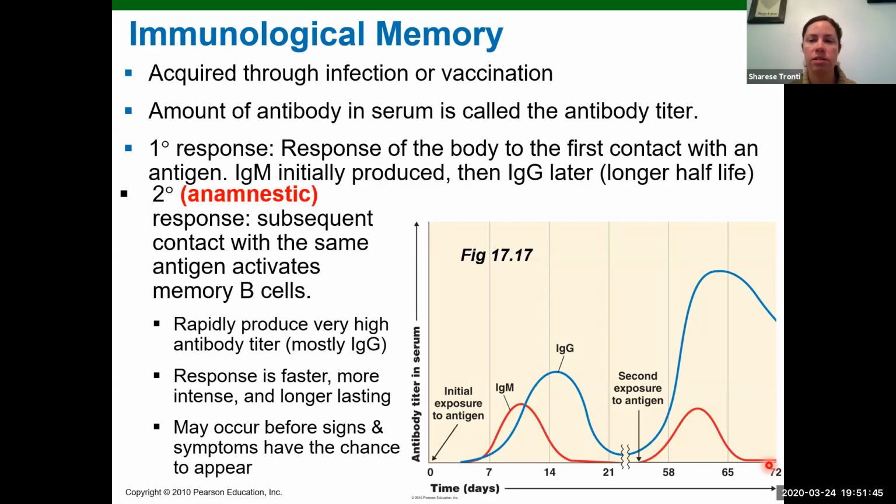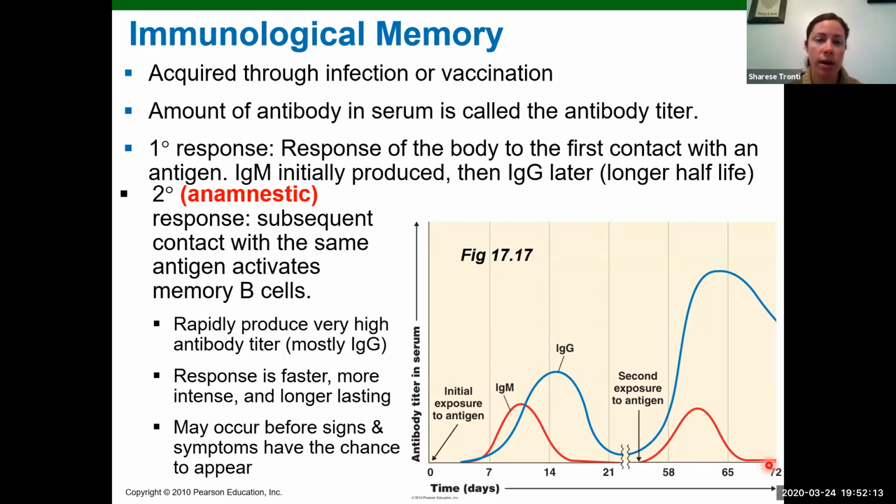And so this allows the immune response to be much faster, more intense, quicker or sooner on, and longer lasting. And so this actually will oftentimes be able to overcome the pathogen before symptoms are even seen. Or if symptoms are seen during the secondary exposure, they're going to be much more reduced than they were the first time.